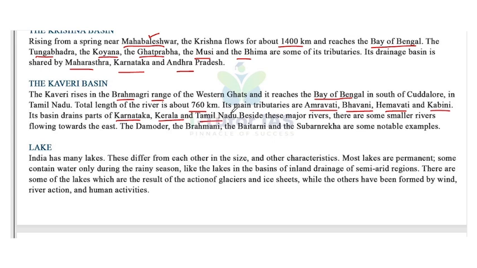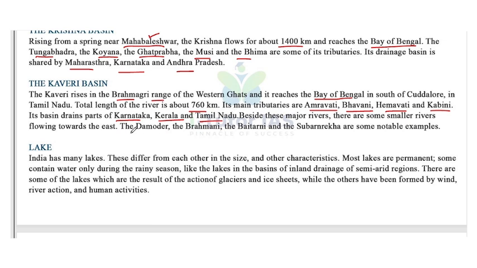Okay, so the river Kaveri rises in the Brahmagiri range of the Western Ghats and it reaches the Bay of Bengal in the south of Cuddalore in Tamil Nadu. The total length is 760 km. The main tributaries are Amaravati, Bhavani, Hemavati and Kabini, and its basin drains parts of Karnataka, Kerala and Tamil Nadu.